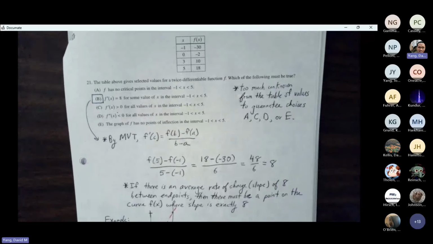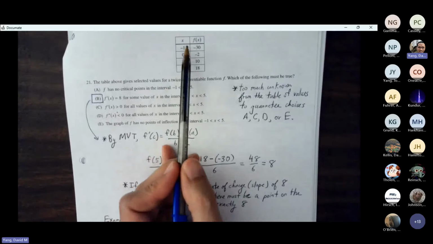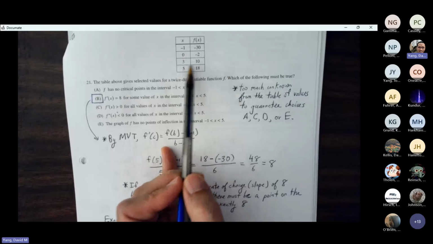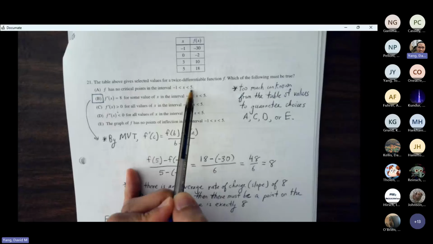All right, 21. Which of the following must be true? Here we have a bunch of ordered pairs, right? -1, -3, 0, 0, 2, 3, 10, 5, 18. F has no critical point from -1 to 5.